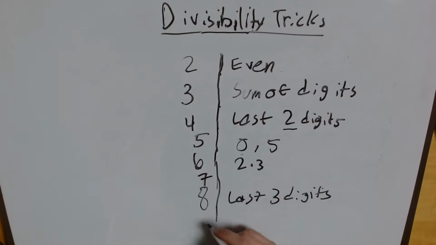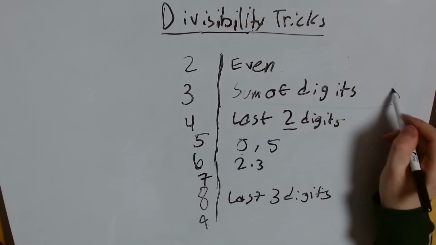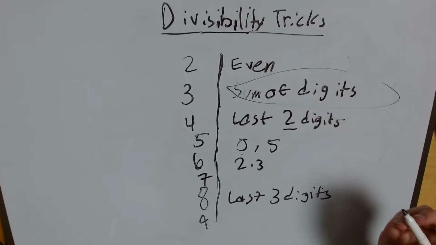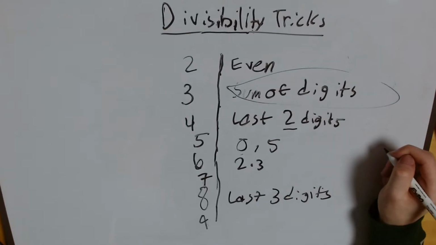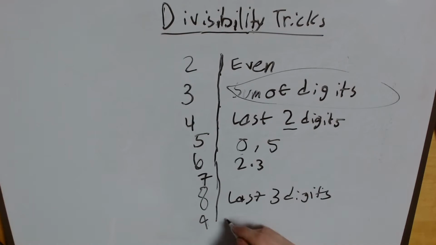Pretty interesting. And then finally 9. And 9, another very interesting pattern, which is 9 is 3 times 3. Well, for 9, the pattern is, you do the same thing that you did for 3, but you have to check to see if the answer itself is divisible by 9. So, sum of digits.